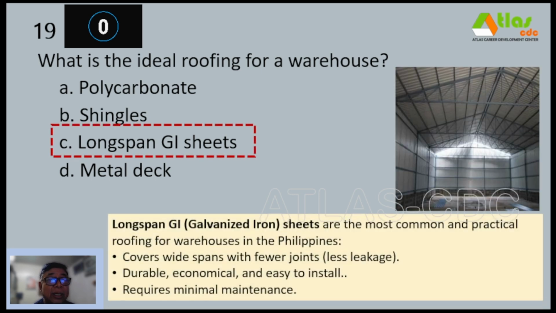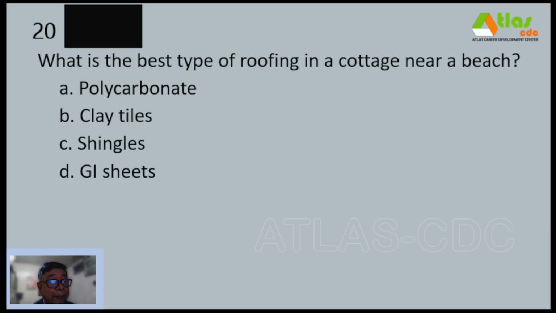So long-span or GI or galvanized iron sheets are the most common and practical roofing for warehouses in the Philippines. It covers wide spans with fewer joints or less leakage. It is durable, economical, and easy to install, and requires minimal maintenance.